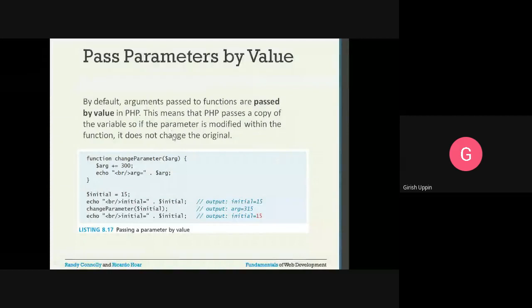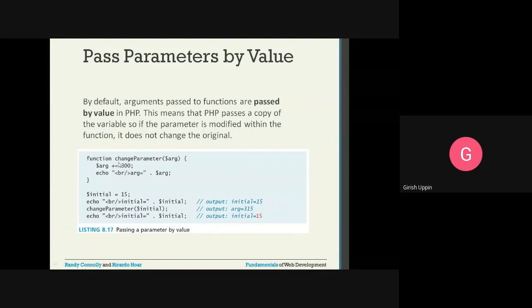Passing parameters by value. By default, arguments to functions are passed by value. This means that a copy of the variable is given to the function, so whenever you pass by value, a copy of that data is given. If you make any changes inside the function, those changes will only be effective to that copy, the variable which is passed as an argument.